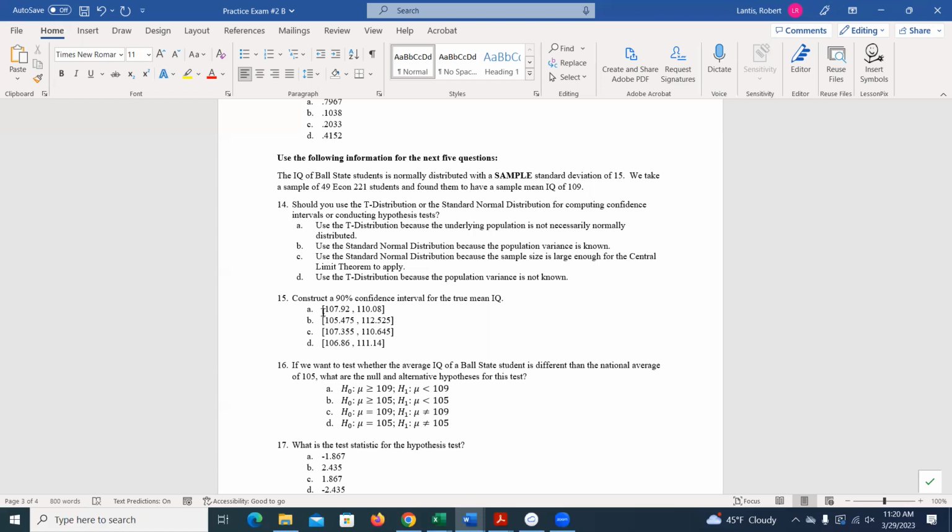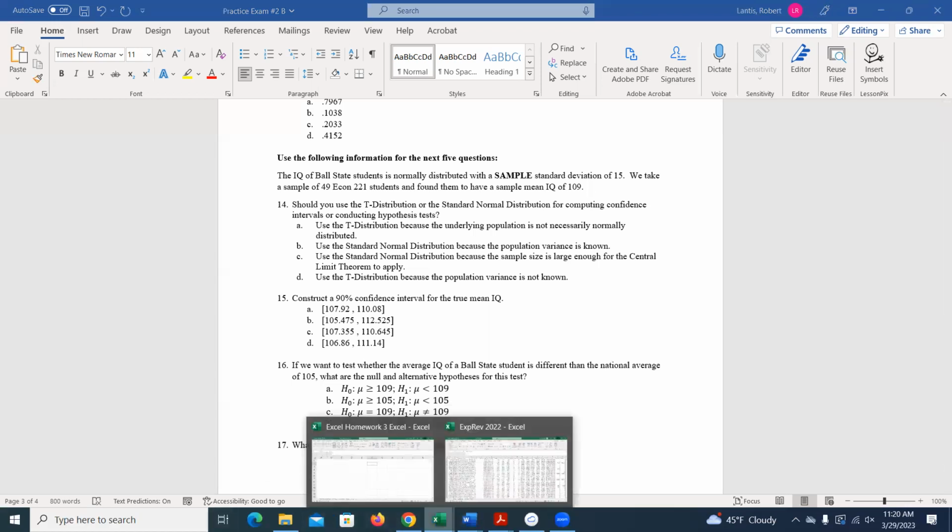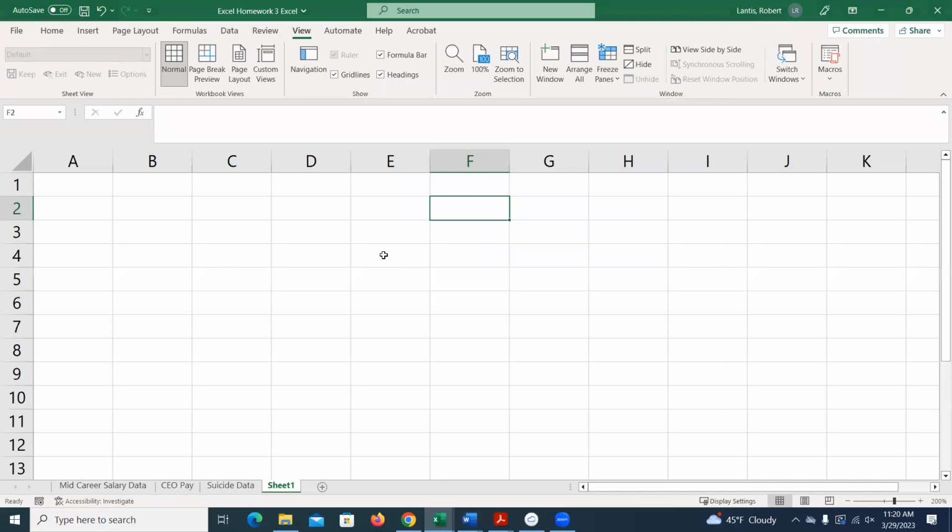Okay. So I've got my confidence interval. I guess I could use Excel real quick. So, 109 plus 1.677 times the square root of 15 squared over 49. So 112 should be my upper bound. And then 105-ish should be my lower bound. You're trying to reproduce these and check this, right?